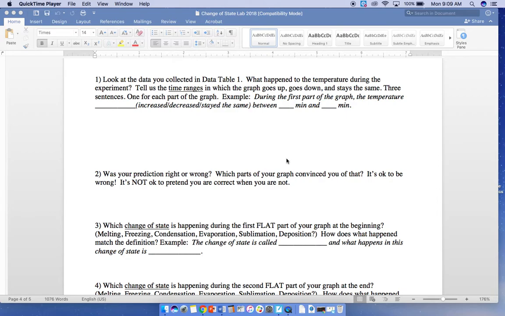So number one says, look at the data you collected in data table number one. You can also look at your graph. What happened to the temperature during the experiment? Tell us the time ranges in which the graph goes up, goes down, and stays the same. 3 sentences for this, one for each part of the graph. When you look at your graph should have 3 parts to it.